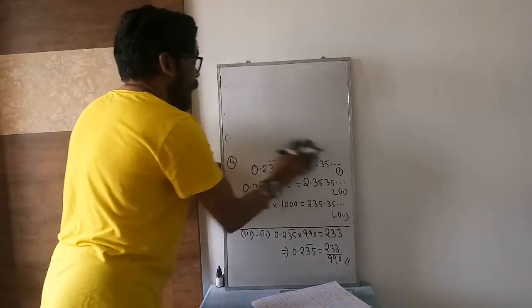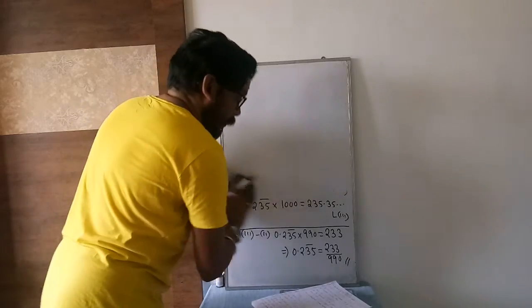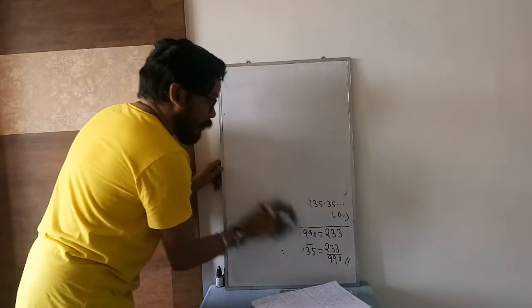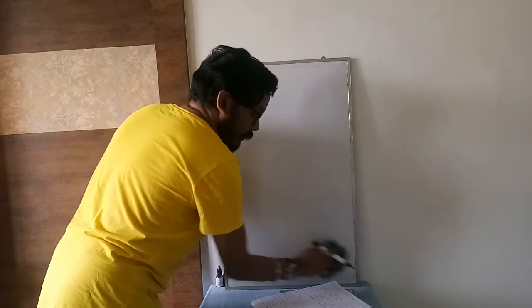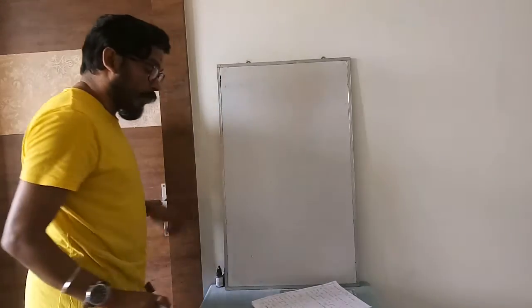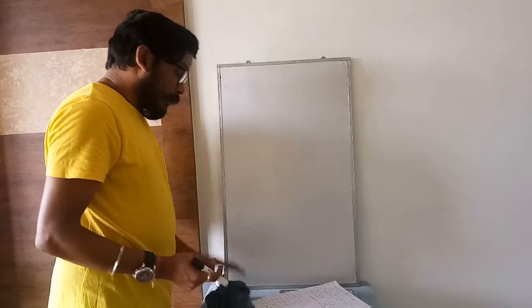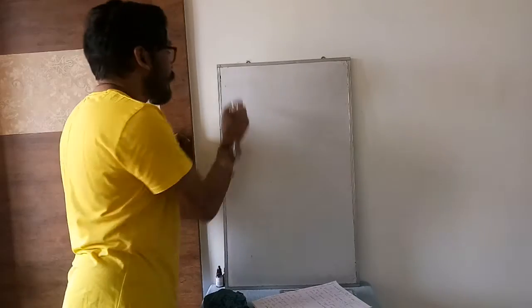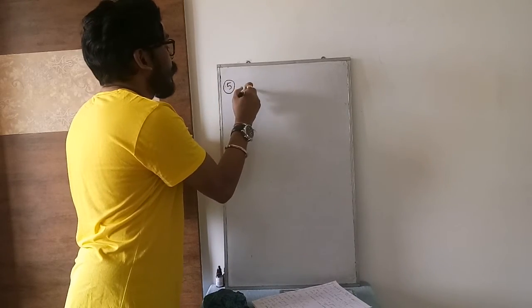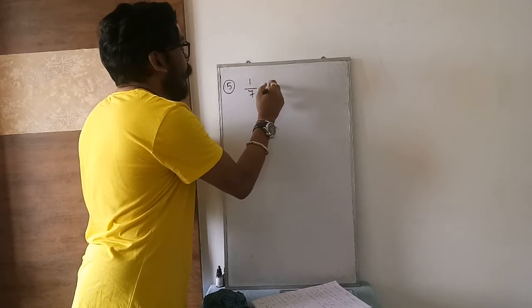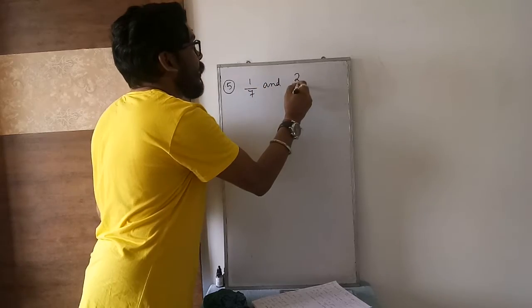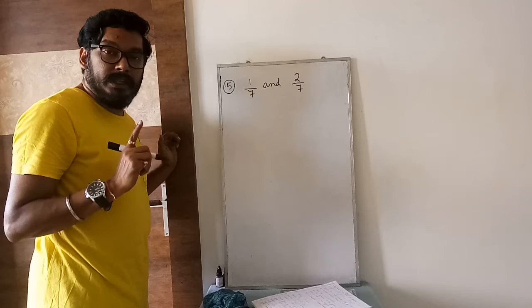Question number 5 is from exercise 1.1. Find an irrational number between 1 by 7 and 2 by 7. Okay? 1 by 7 and 2 by 7. So you can easily do it. They did not say rational number. They have said irrational number.